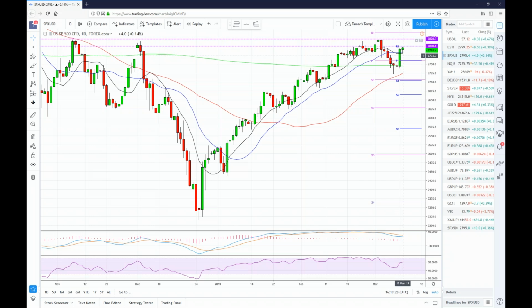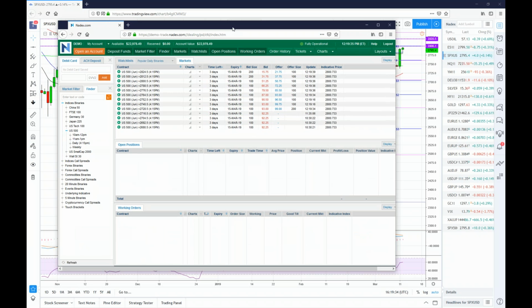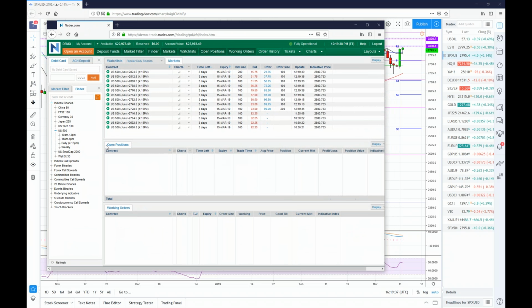If I want to trade based on the daily chart, I very often like to focus on the weekly contracts available. If I move over here to the Nadex platform, I have already opened the S&P 500 weekly options. And the question is, which of those contracts could I consider trading right now? Once again, this is just for educational purposes, not a recommendation.